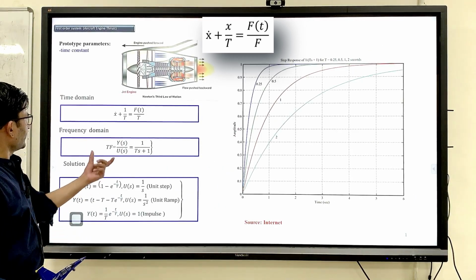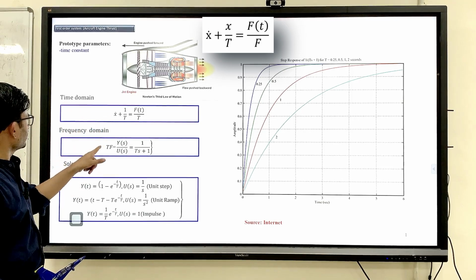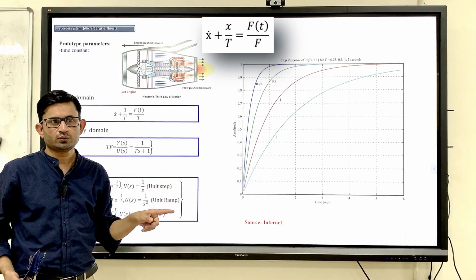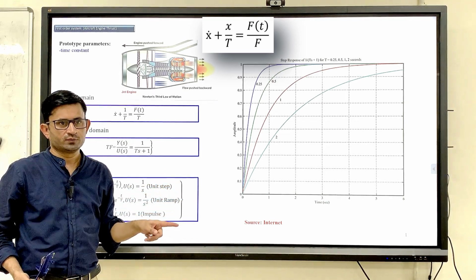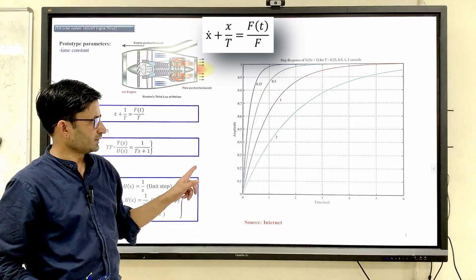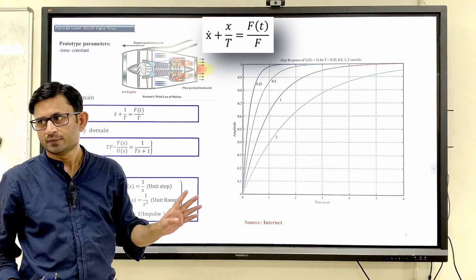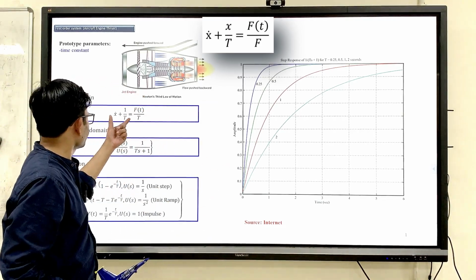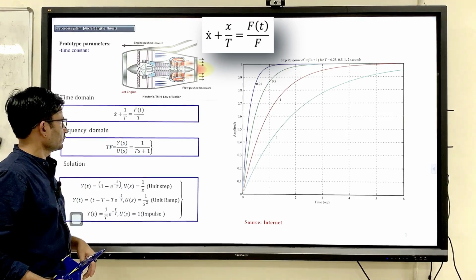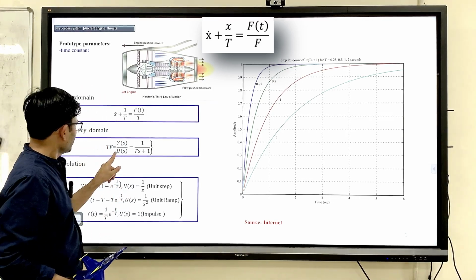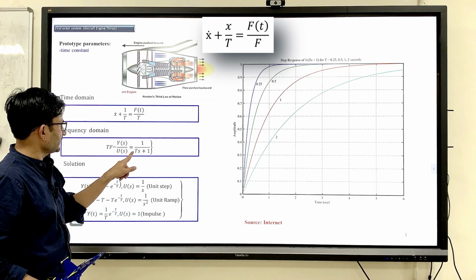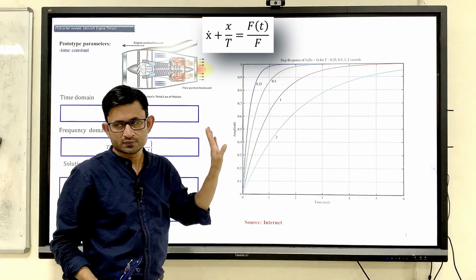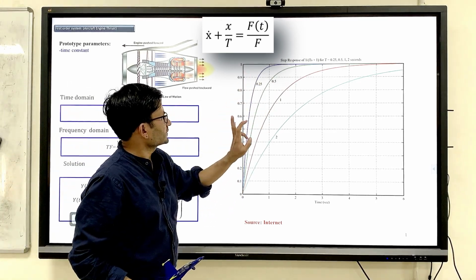So that is why, if you convert from time domain to frequency domain, this expression is coming. I am trying to explain it to you, and that is why I have done some small derivation by taking the Laplace transform of this. So now you can see, if you have a different T value, your response will be different. You can see I have given the step response.